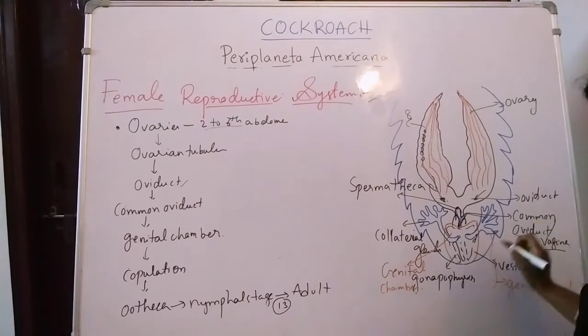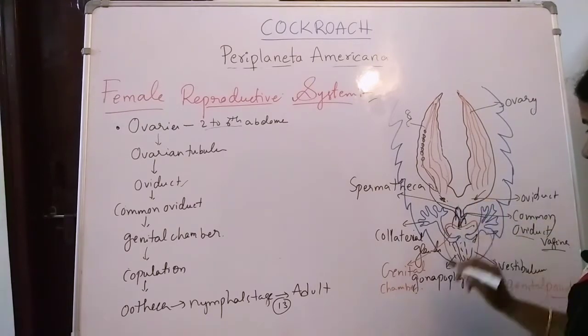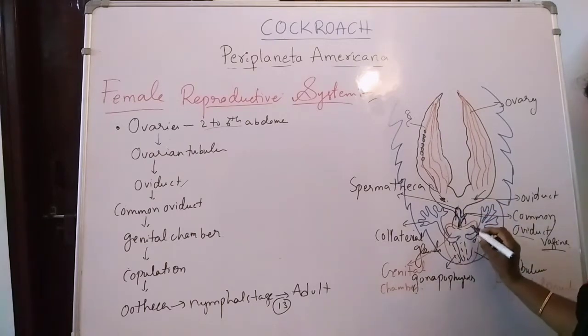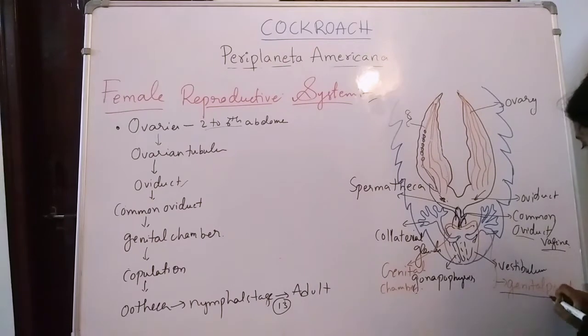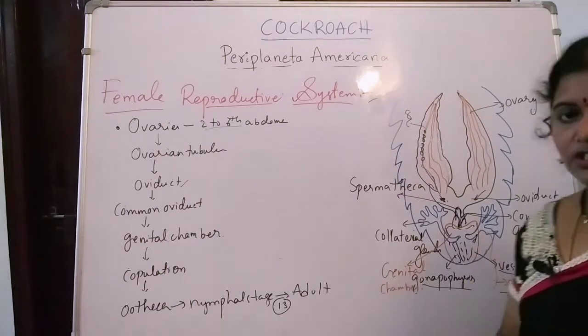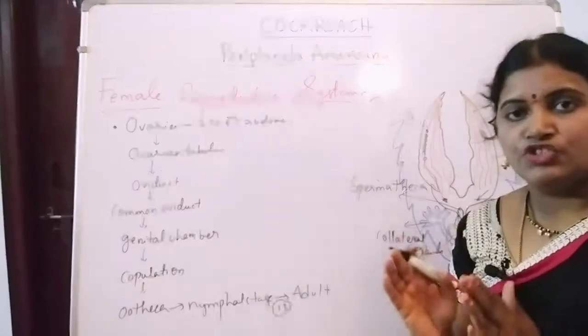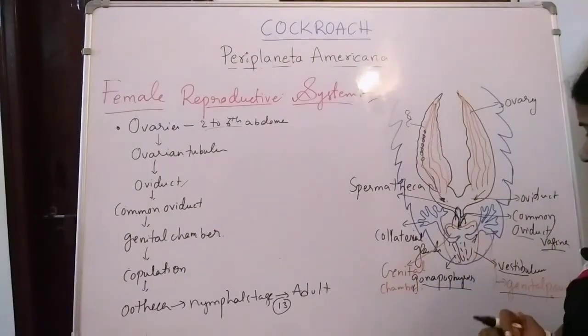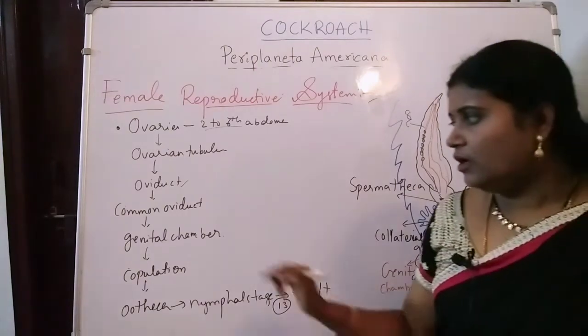So this common oviduct opens into the collateral glands, and after the collateral glands it also contains the genital chamber. The genital chamber, along with the vestibulum, gonapophysis and gonopore structures together, is known as the genital pouch. After that, it is also responsible for the copulation.